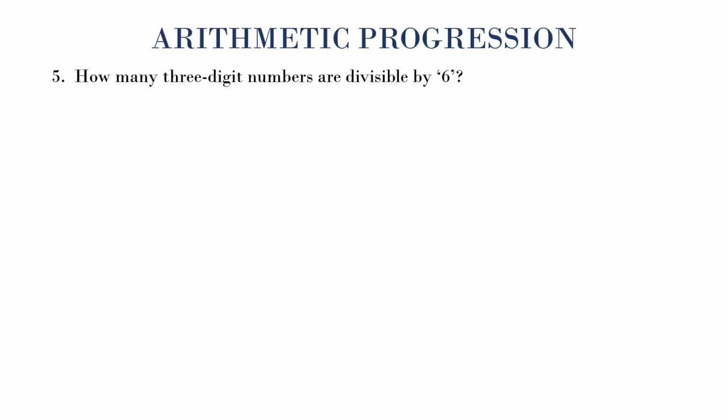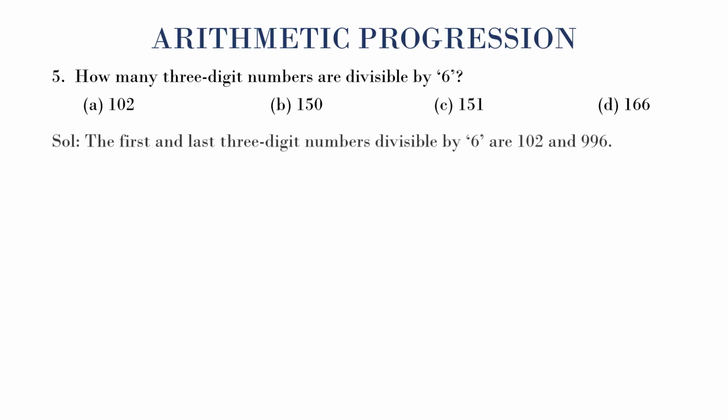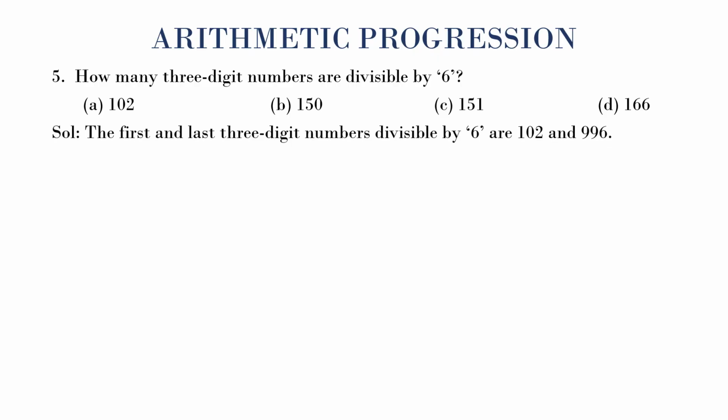Next, how many 3-digit numbers are divisible by 6? Now 3-digit numbers start from 100 and end by 999. Now of these numbers, the first 3-digit number which is divisible by 6 is 102, and the last 3-digit number divisible by 6 is 996. So the common difference between such sequence is 6.